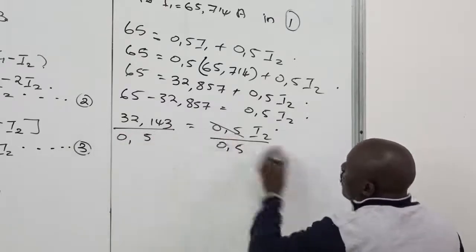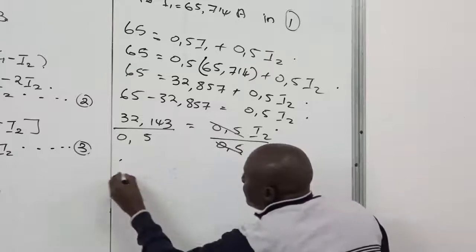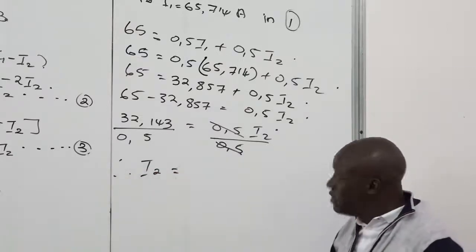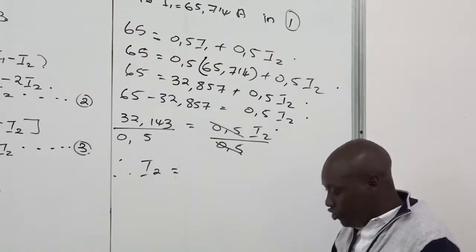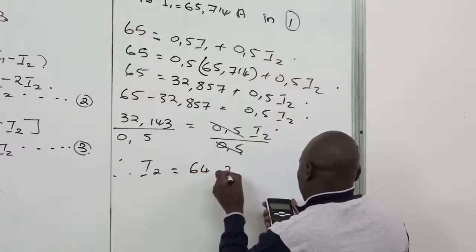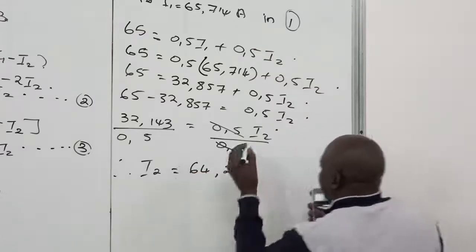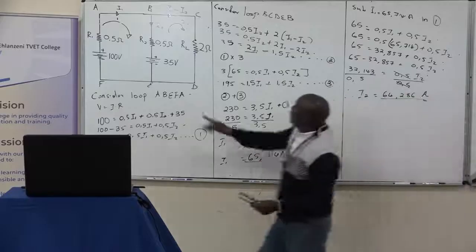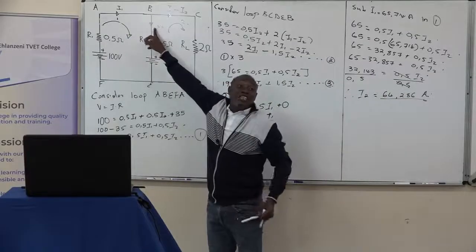The 0.5 and 0.5 will cancel each other, and therefore the I2 will be 32.143 divided by 0.5. And the answer there will be 64.286 amperes. So now, I have found the value of the I1 and the I2.